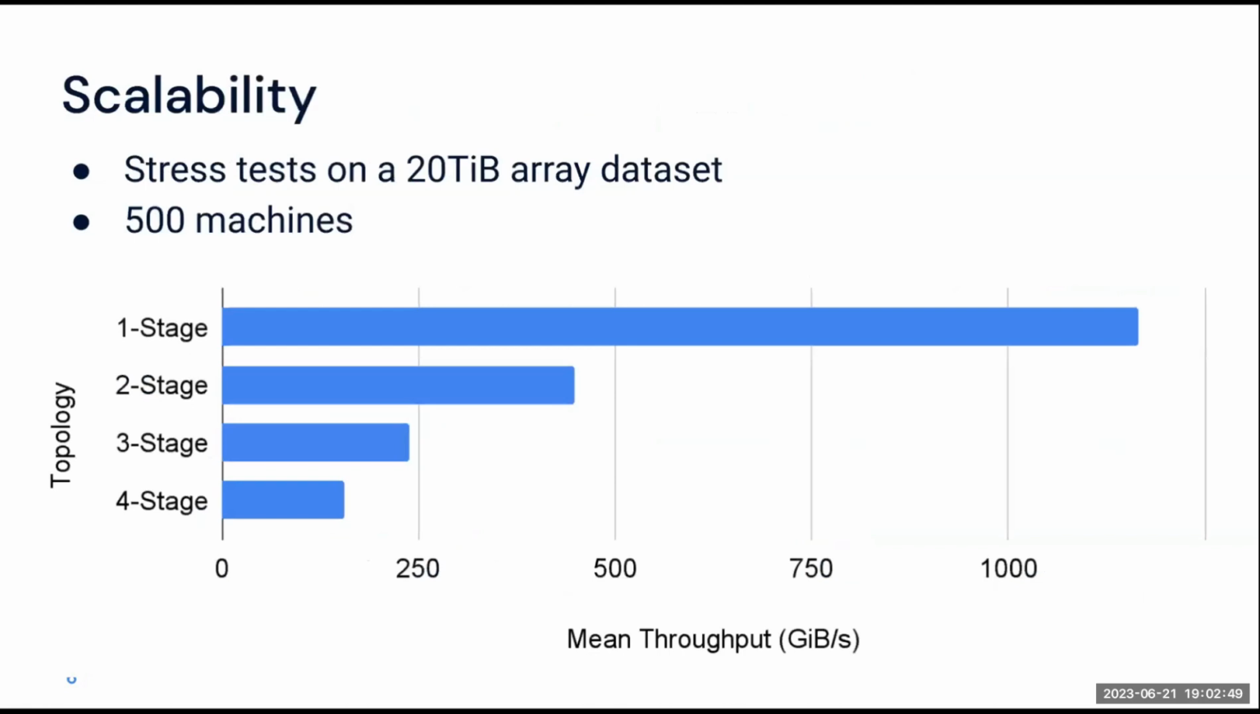On scalability, we're still early in the scalability testing for Ray Data streaming because it's a new component. But here's one example of a 20 terabyte array dataset that we ran on 500 machines. We sampled some simple 1, 2, 3, 4 stage pipelines and checked the throughput, and you can see the throughput is fairly good. You could do more than 1 terabyte a second on the simplest pipeline, since there's very little data movement. As you need to send more data across the network, the throughput slows down, but you see it still works.